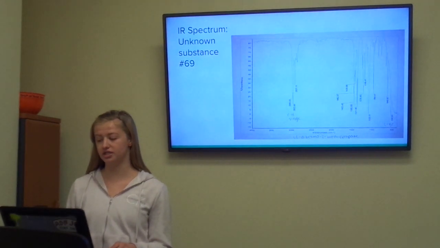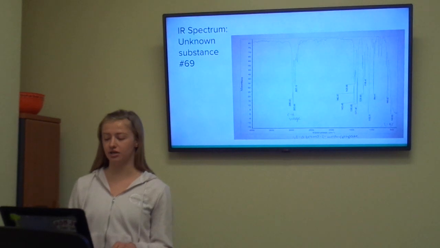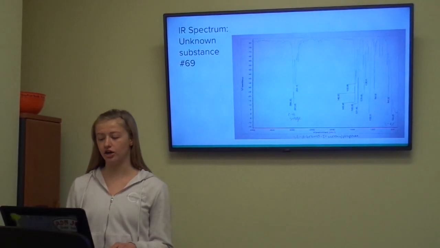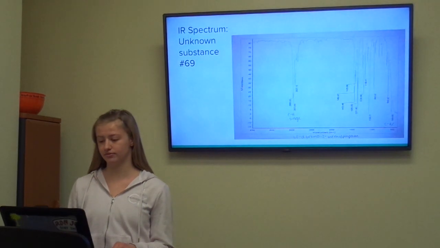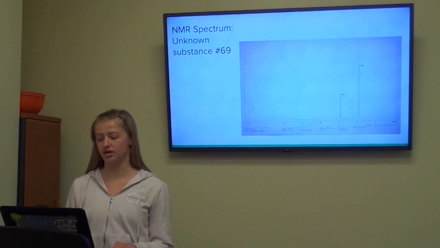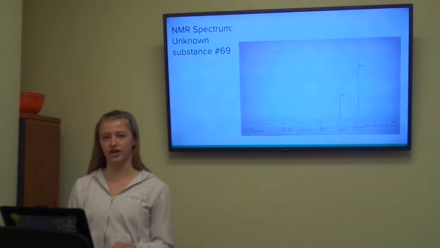For the unknown substance number 69, I found this substance to have functional groups of carbon singly bonded to hydrogen and carbon singly bonded to bromine. In this graph, the number of peaks and the ratio of areas are shown. The number of peaks is 2 and the ratio of areas is 3 to 1.